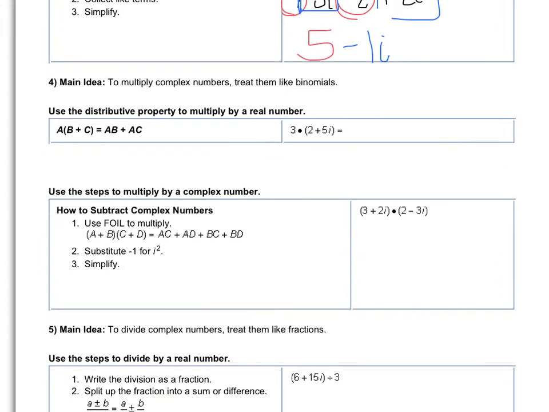I can also distribute when I have these, and I would do 3 times 2, which would be 6, and 3 times 5i, which would be 15i.